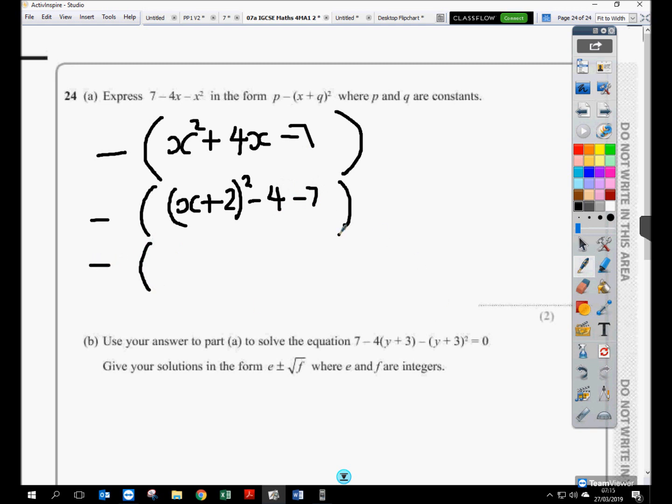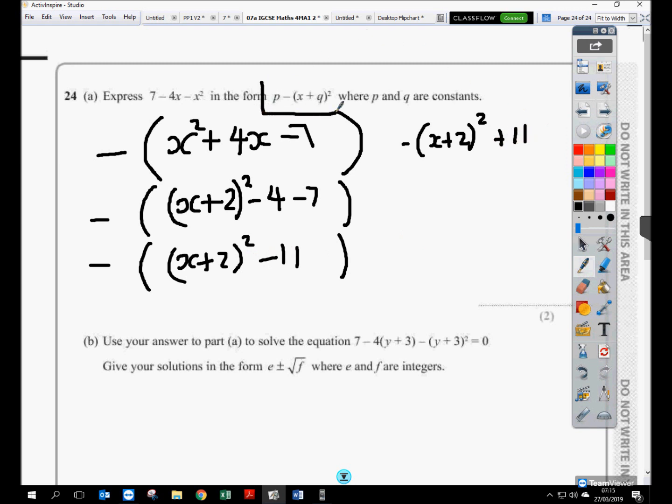What we then do is simplify inside the brackets, so we end up with x plus 2 squared, negative 4 take away 7 is negative 11. And then finally, we apply the negative to the bracket. So a negative and the bracket will make negative x plus 2 squared. It doesn't affect the inside of the bracket. And a negative 11 will make positive 11.